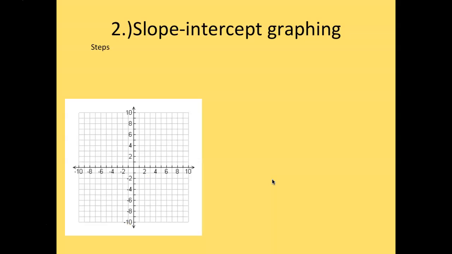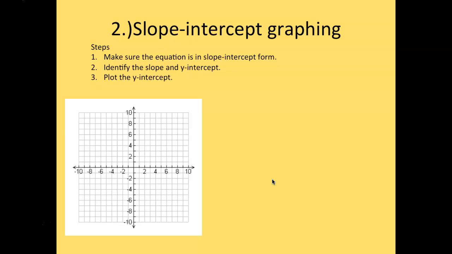The second method is using the slope-intercept form of your line. So we are going to use slope-intercept graphing this time, and the steps are the following. The first one, make sure the equation of the line is in the slope-intercept form, y equals mx plus b. Number 2, identify the slope and the y-intercept. Number 3, you're going to plot the y-intercept. So take note, the y-intercept is a point where your graph touches the y-axis. Okay, number 4, from the y-intercept, use the slope to get another point to draw the line.